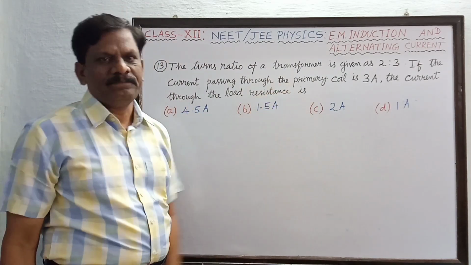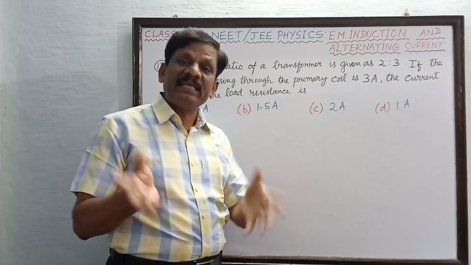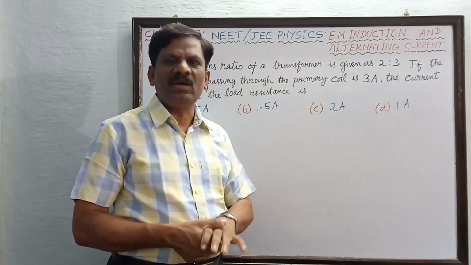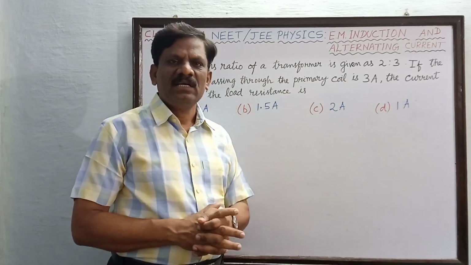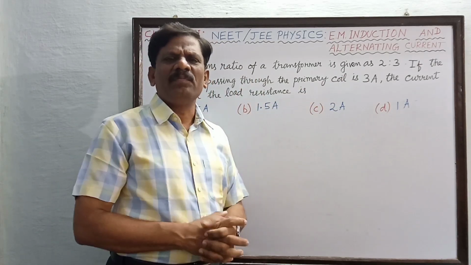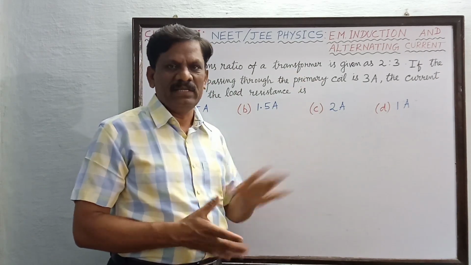So what do you mean by the current through the load resistance? It is the secondary current. Current through the secondary coil we have to find out. I primary is given, I secondary is asked. The simplest possible problem in any competitive exam from this chapter.